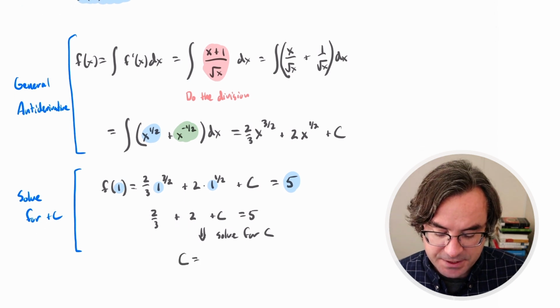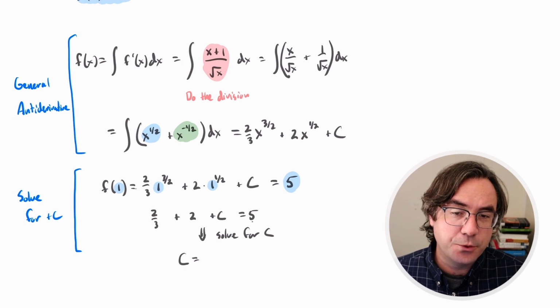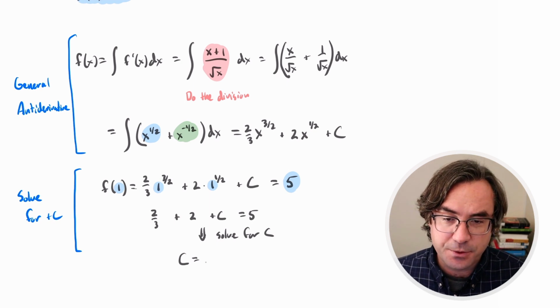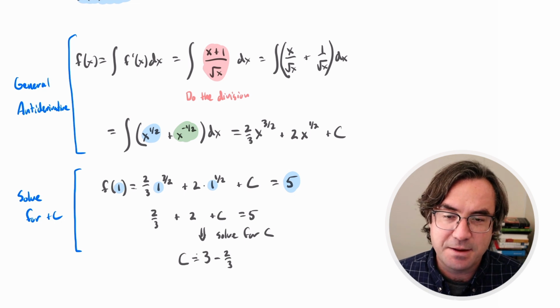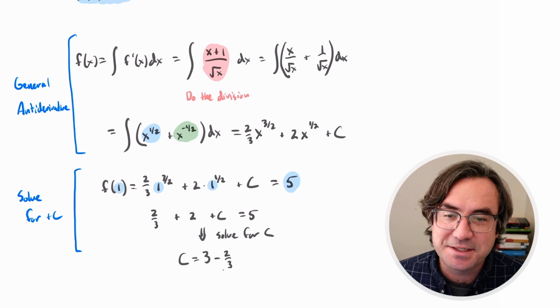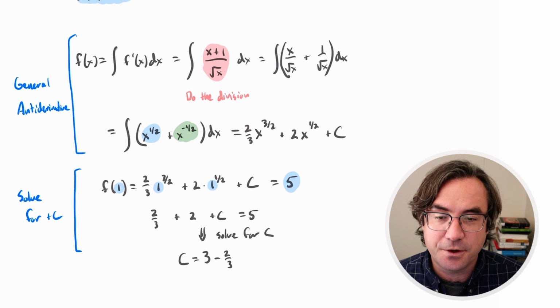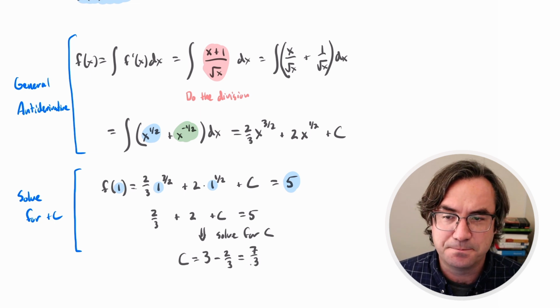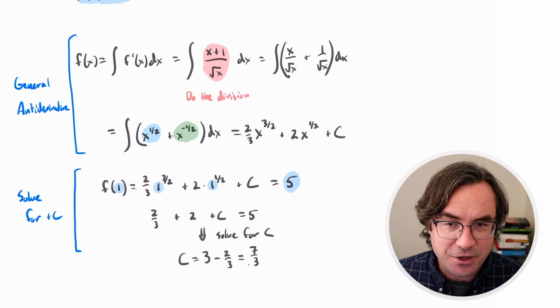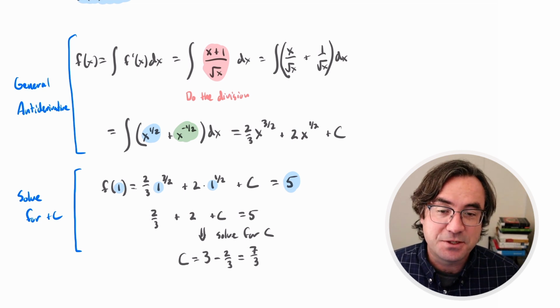And when we do that, we get c is equal to, if we subtract 2, we're going to get 5 minus 2, so 3. And then if we subtract 2/3, we'll have minus 2/3. And perfectly fine to just leave it like that. If we wanted to get a common denominator, though, and do the subtraction a little bit further, we would get that our c value here is 7/3. So 9/3 minus 2/3.